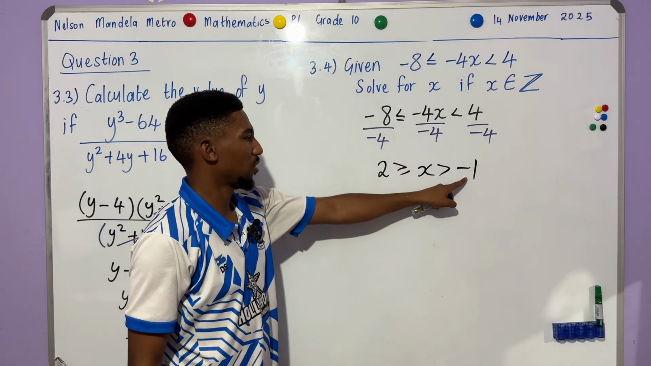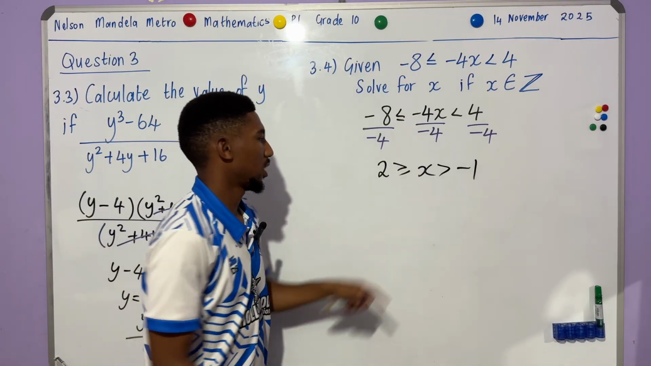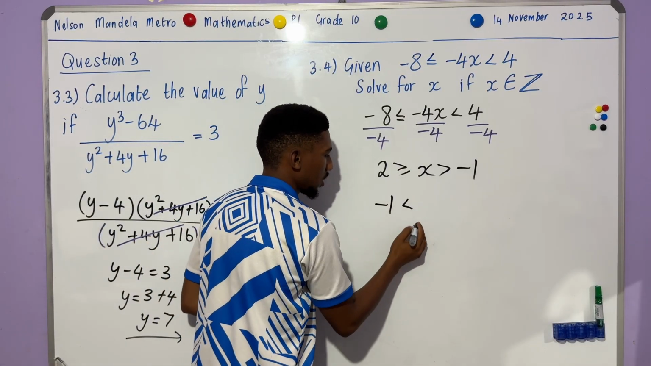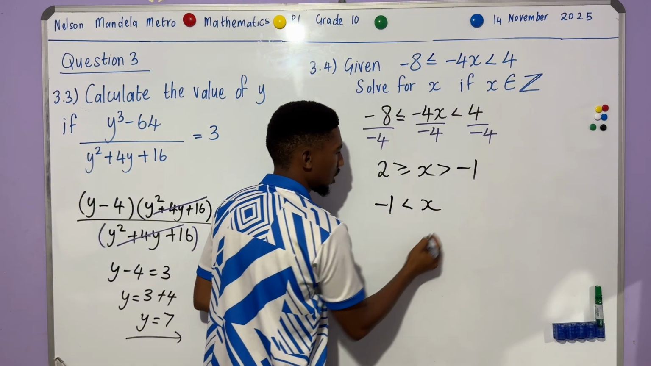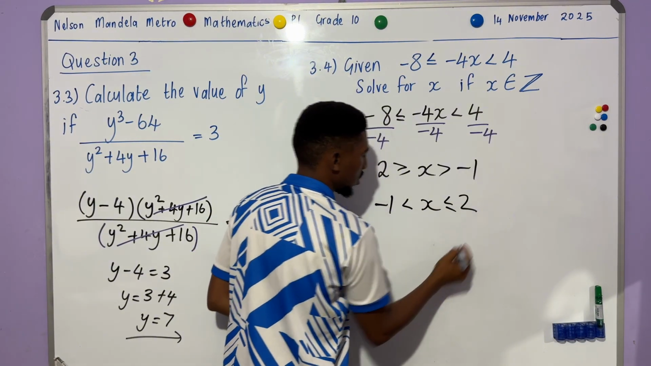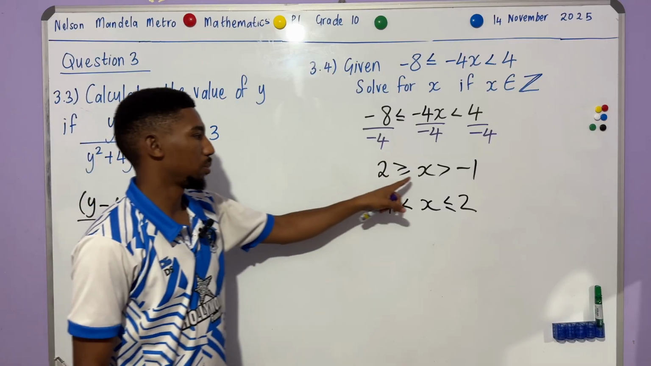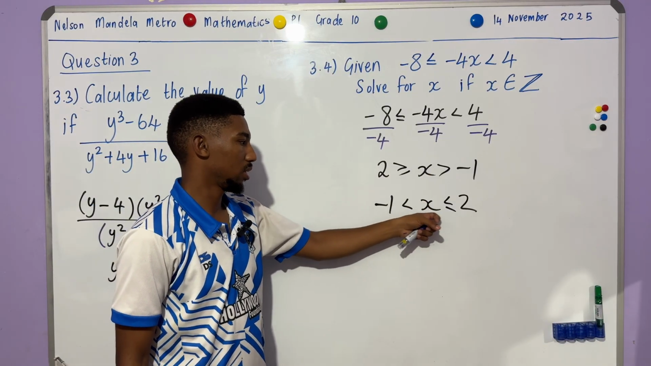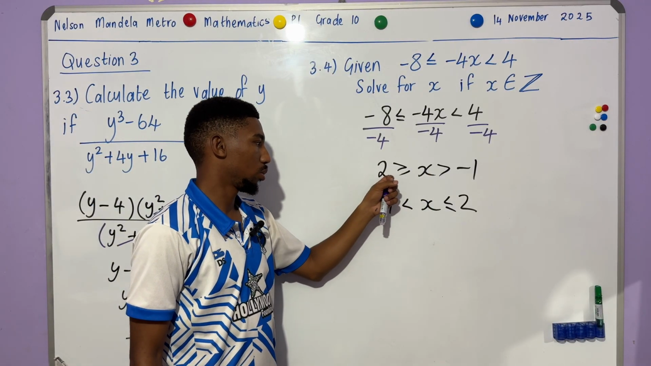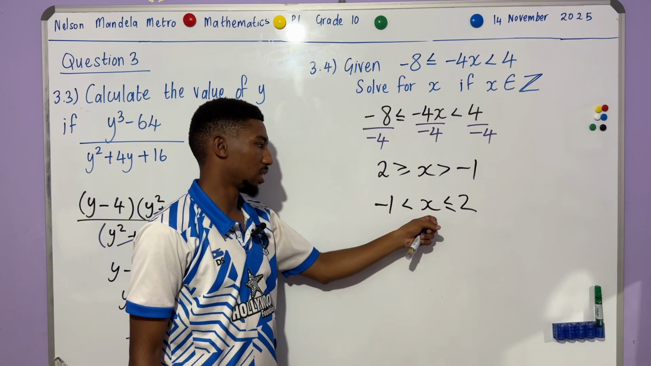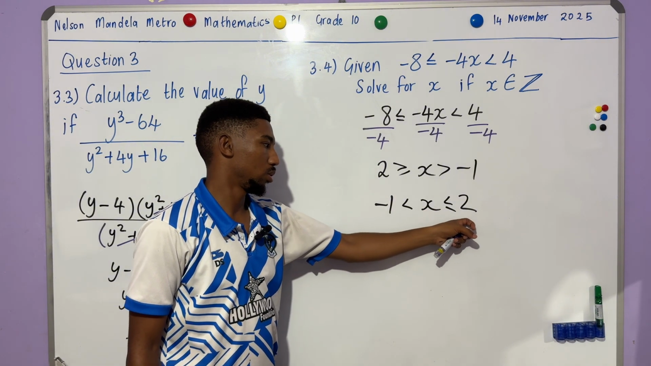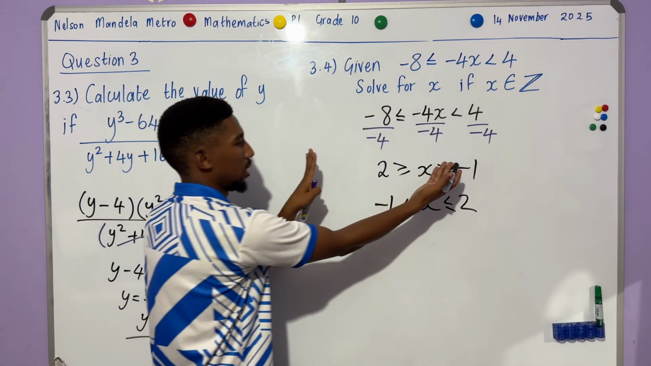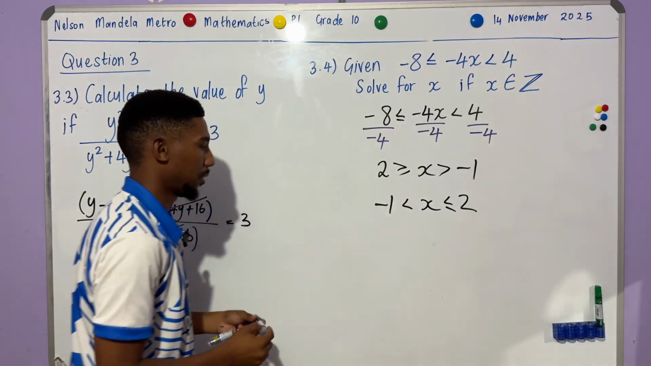Now we don't want to have a smaller number on that side. I can rewrite this as minus 1 smaller than x smaller or equal to 2. This is 2 is bigger than x. That means x is smaller. Or sorry, 2 is bigger or equal to x. That means x is smaller or equal to 2. That is why I can switch this entire thing around. I can just flip it over there.